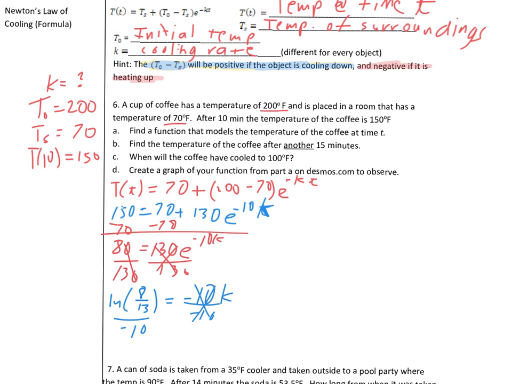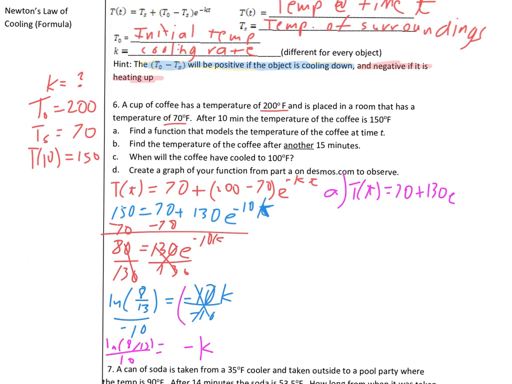So part A here asks me to write a function, and I'm ready to do that now that I have my k value. So I'm going to say T of t equals 70 plus 130 e to the power of, and then I notice up here that it's negative k times t, so I'm actually going to go back here. If I look back here, I had k equals that, and so I'm going to say negative k equals ln of 8 over 13 divided by a positive 10.